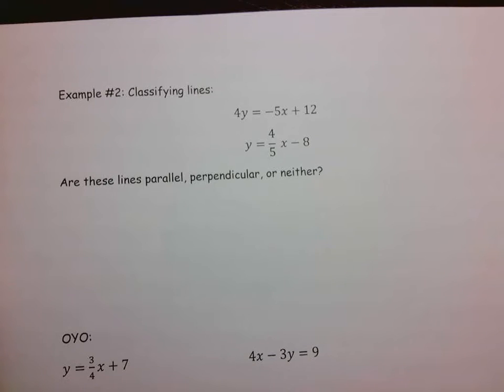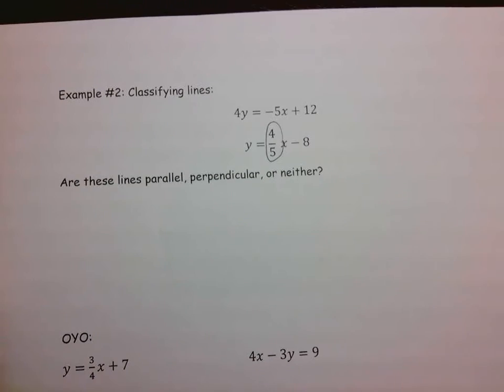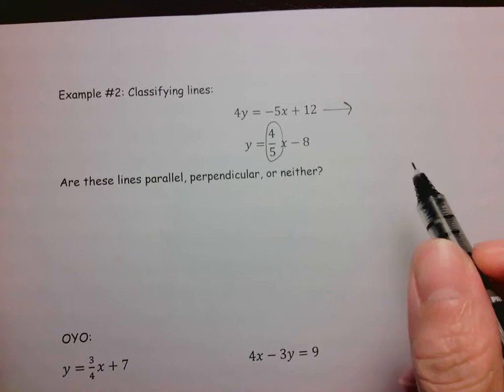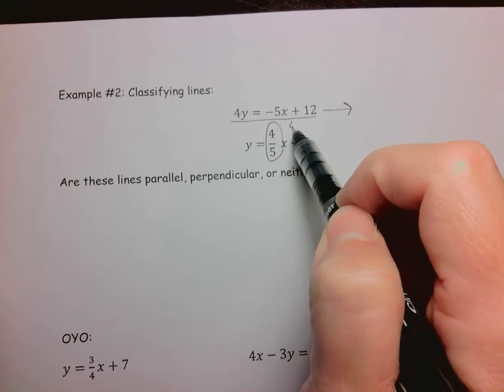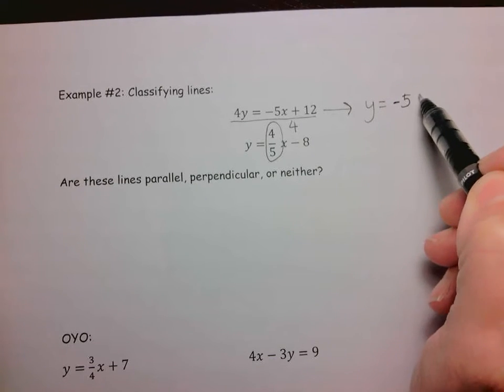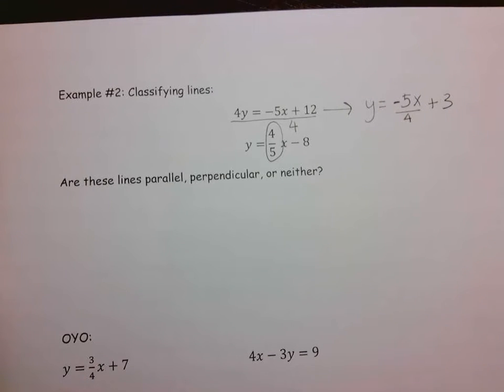So what am I going to do? I need to compare the slopes. Well, I know the slope of this line is 4 over 5, so I need to figure out the slope of this line. So what I'm going to do is divide every term by 4 just to get it in y equals mx plus b form so I can compare the two.